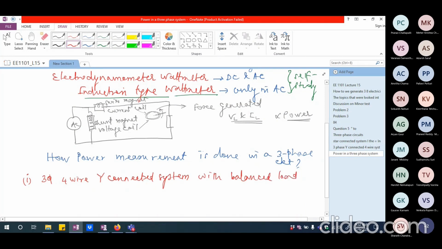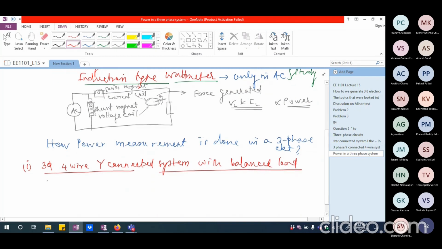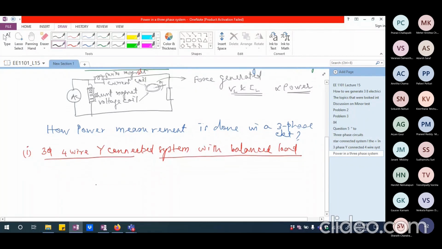What I mean is, we are going to have balanced source as well as balanced load. I'm specifically mentioning balanced load because I am talking about three-phase, four-wire, Y-connected balanced supply with balanced load. So in which case, I am going to have the three-phase supply somewhat like this.